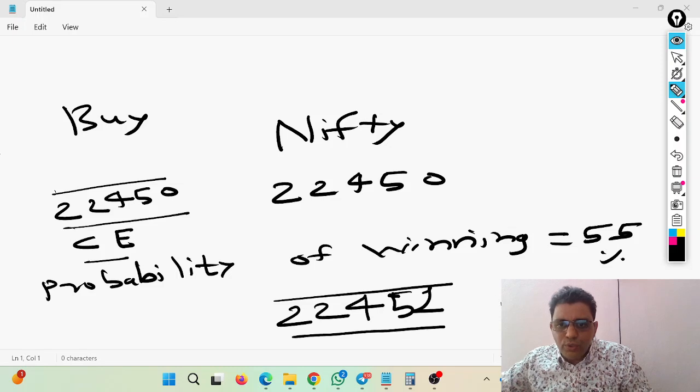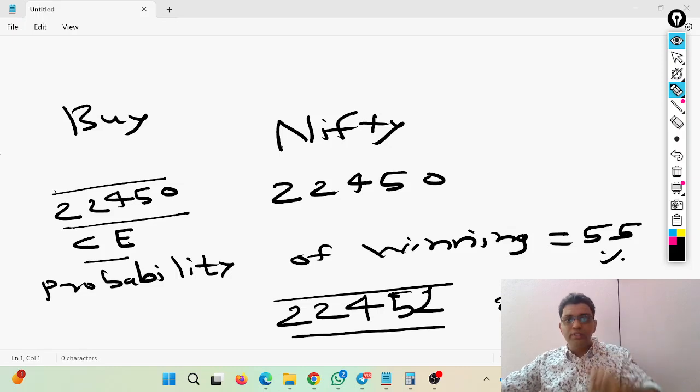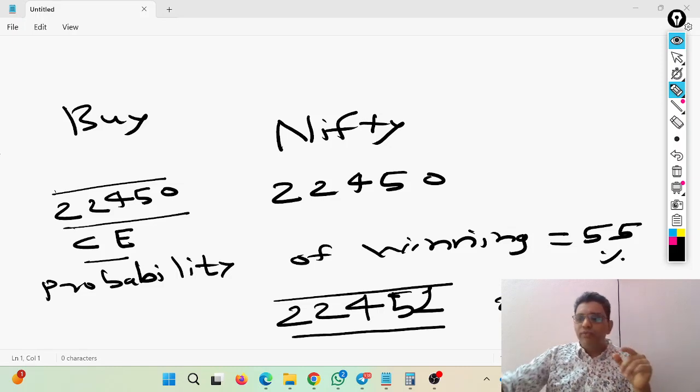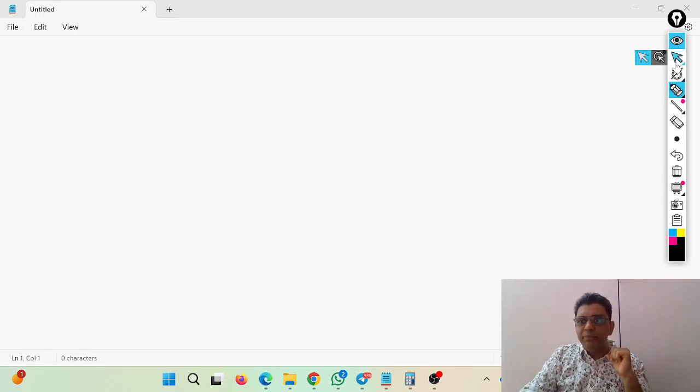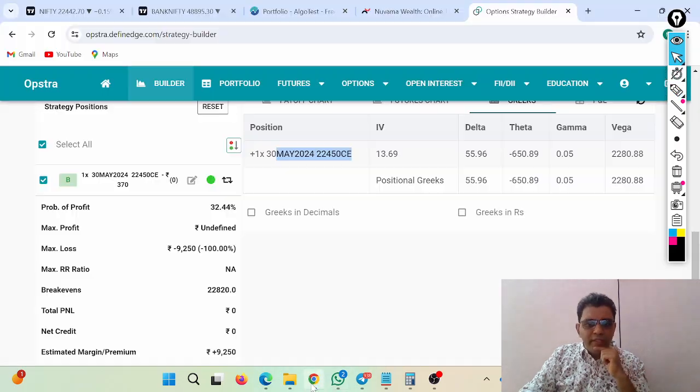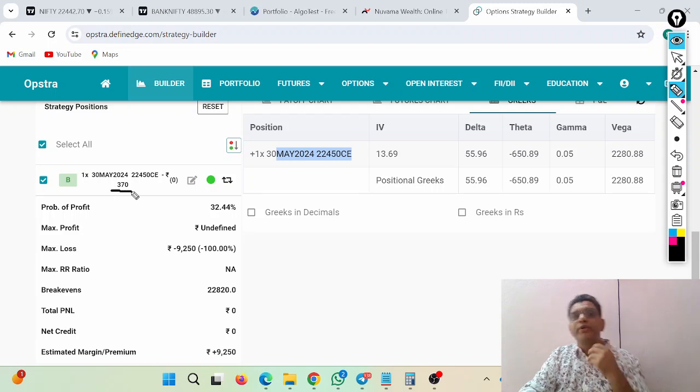If Nifty gives a closing at 22,452, I am the winner. I am not the loser. But am I profitable? No. So first of all, try to understand the difference between winner and profitable. Why am I not profitable? The reason being, if you look over here, for this 22,450 call option, I have paid 370 rupees to the option seller. How much? 370.